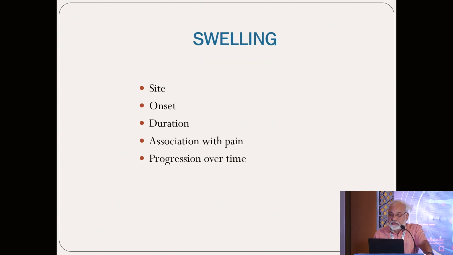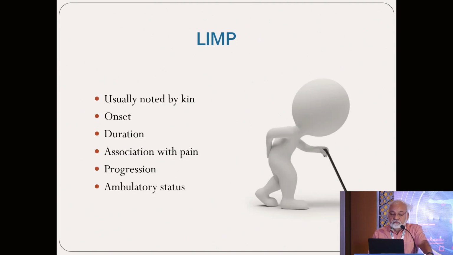Then we have to inspect for swelling: what is the site, when did it happen, what is the duration, is it associated with pain, or is it progressive over a period of time, because if there is an infective pathology that might worsen over time, or maybe chronic inflammatory diseases could also worsen over a period of time. So these are the important things which we need to look for.